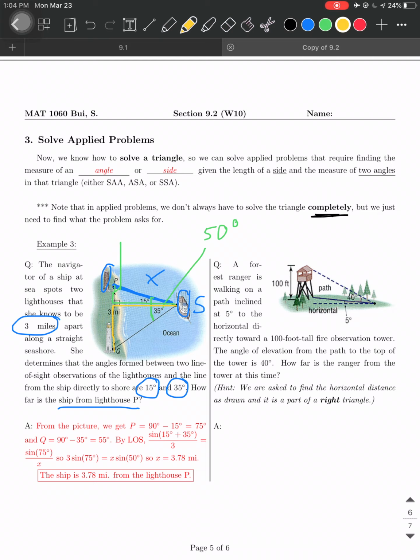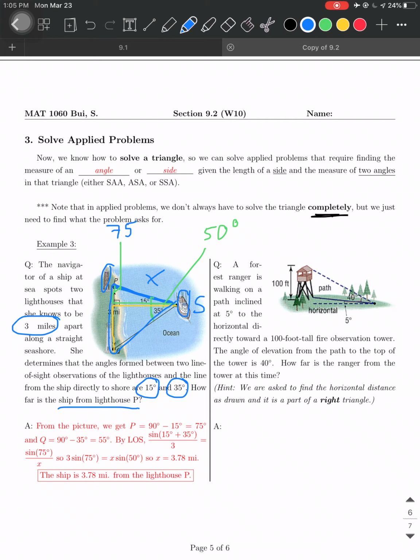Okay, and we also have a big triangle. Let me put it in blue. Okay, so in the top triangle, which is in green, if we notice, we have a right triangle, right? So if one angle is 15, the other angle would be 90 minus 15, which is 75. So angle P in here would be 75.